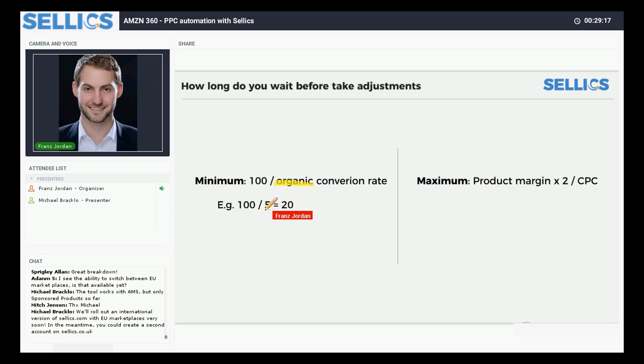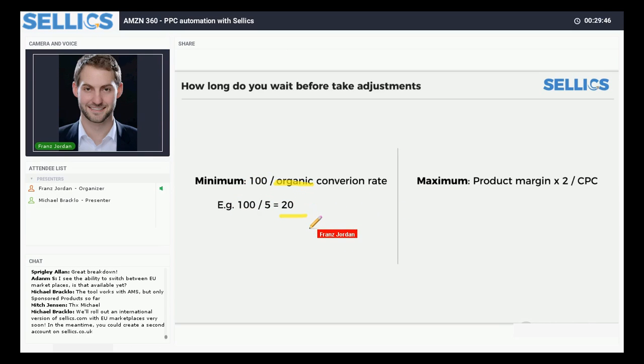Okay, and that's what an organic conversion rate of 5% means. You need 20 clicks to generate 1 sale. Now, let's say you pause a keyword after 10 clicks because it hasn't generated any sale, then this would be premature, because on average you need 20 clicks, so why should you already pause it after 10 clicks only, right? So we suggest to wait at least the average number of clicks that you would need to generate a sale, and this is the way how to calculate it.